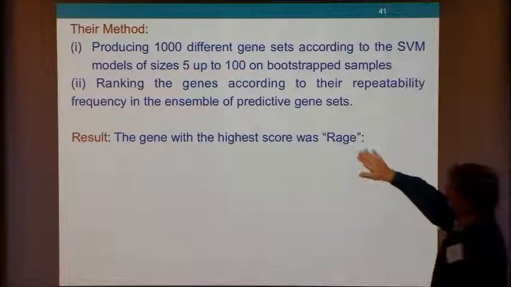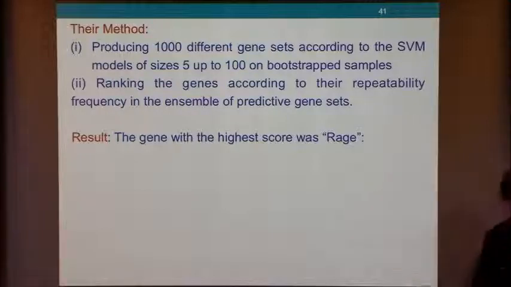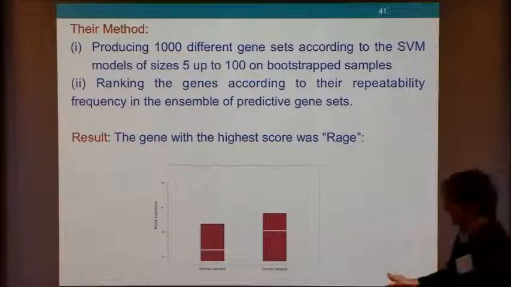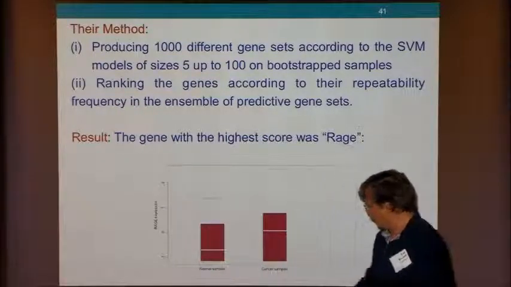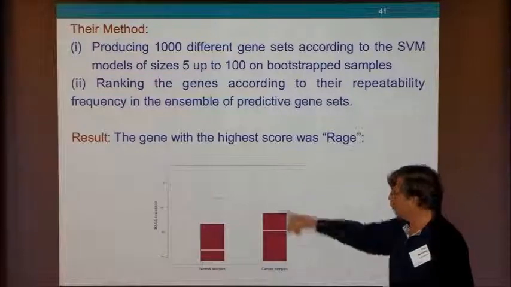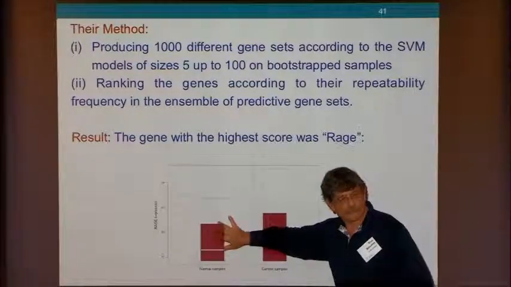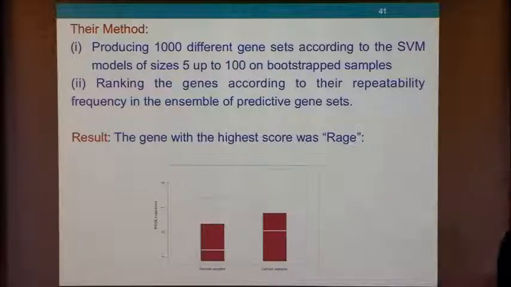And the gene with the highest score was a gene called RAGE. And this is the way it distinguished between the two tissues. So these are normal samples, and these are cancer samples, and these are the box plots of the gene expression level for the two of these. Not great, I would say, at the least.